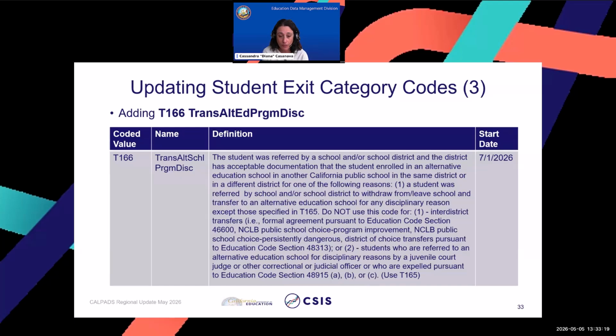Do not use this code for 1, interdistrict transfers, as in formal agreement pursuant to Education Code Section 46600, NCLB Public School Choice Program Improvement, NCLB Public School Choice Persistently Dangerous, District of Choice transfers pursuant to Education Code Section 48313, or 2, students who are referred to an alternative education school for disciplinary reasons by a juvenile court judge or other correctional or judicial officer, or who are expelled pursuant to Education Code Section 48915 A, B, or C. In those cases, you'll use T165.